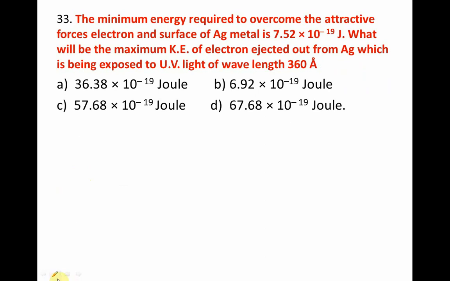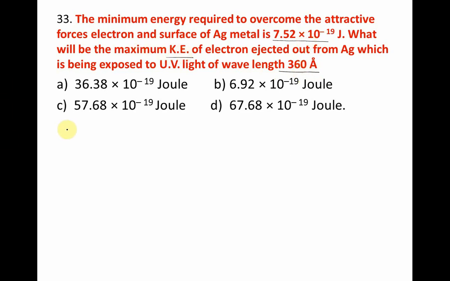Now read out the question properly before you solve the problem. The minimum energy required to overcome the attractive force between the electron and the surface of silver metal is 7.52 into 10 to the power of minus 19 joules. They have given the threshold energy. What will be the maximum kinetic energy of the electron ejected from silver metal which is being exposed to light of wavelength 316? Threshold frequency, normal frequency, we need to find the kinetic energy.